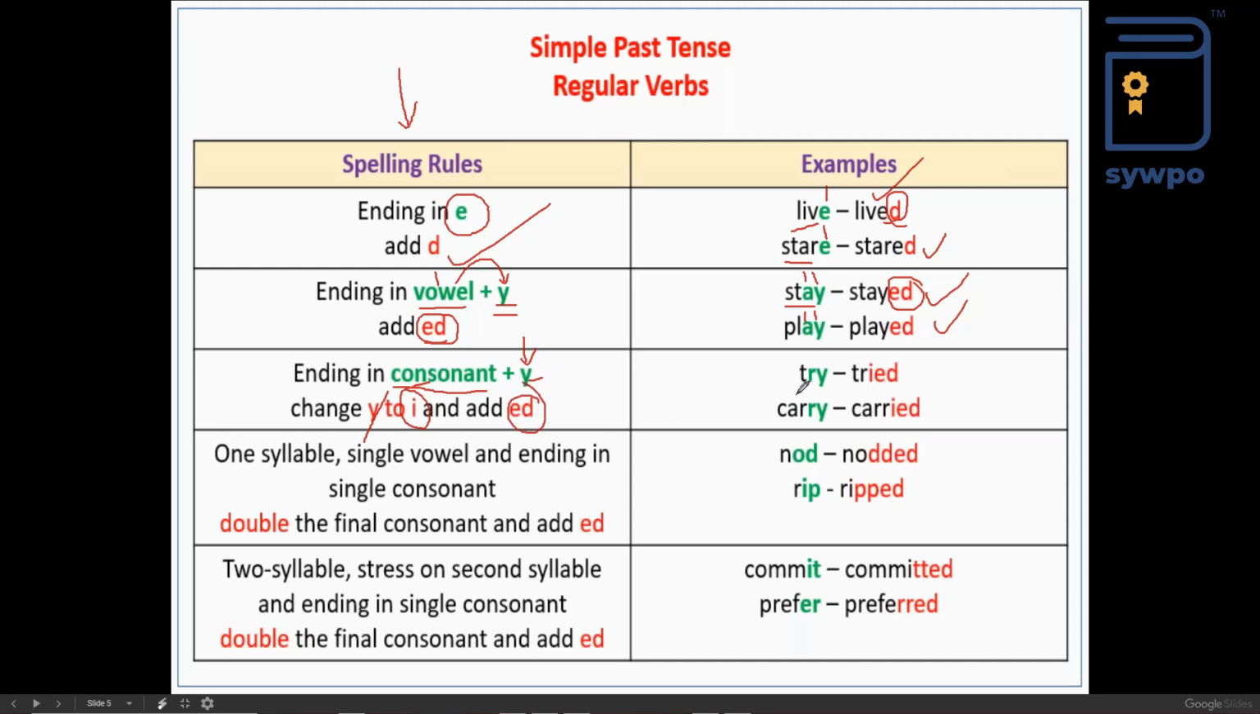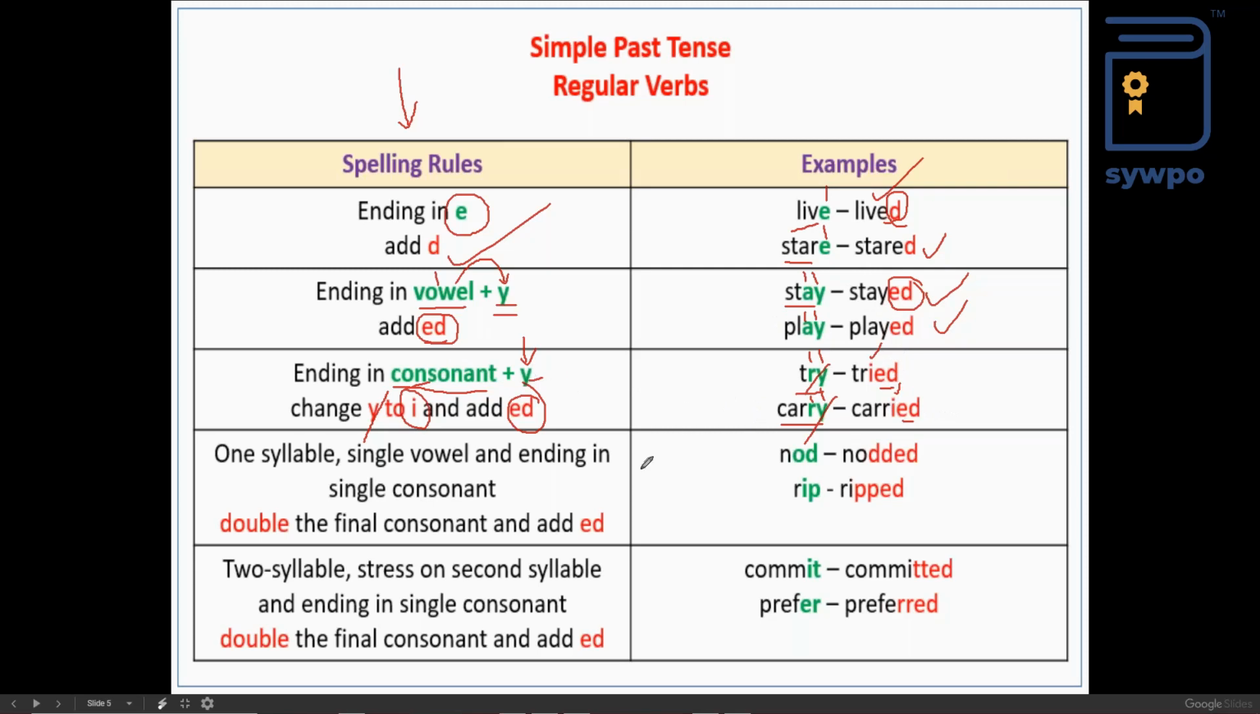So if you notice here, try, carry, R is a consonant and after consonant you have Y. Just like that, you have R which is a consonant and you have Y. What we did is we removed Y and we added I. After that we added ed. This became tried, carry became carried, right? That's because consonant plus Y.